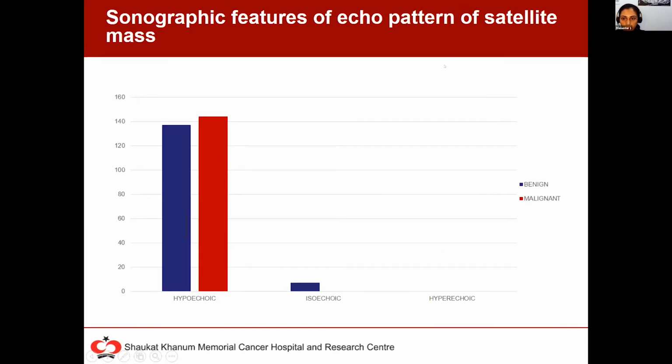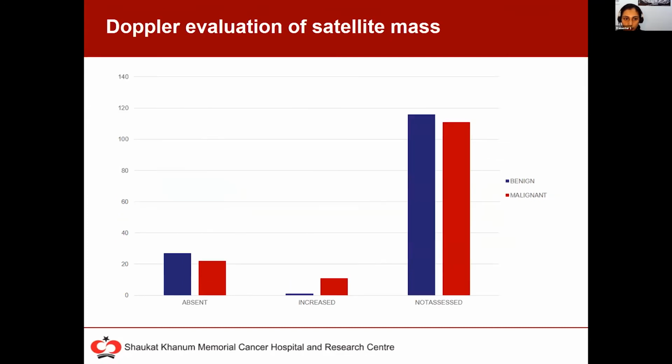Now talking about the echo pattern of the satellite masses, almost 100% of the malignant masses had a hypoechoic echo pattern. 5% of the benign masses were isoechoic, while 95% were hypoechoic. There was no hyperechoic mass in our study because most of the time the hyperechoic masses with well circumscribed margins are lipomas, and they can be confidently categorized as BI-RADS 2, and no biopsy is required. Now talking about the Doppler evaluation, which was not done in most of the satellite masses, in those in which it was performed, we can see that 11 of the malignant masses had increased vascularity. Only one benign mass showed increased vascularity.